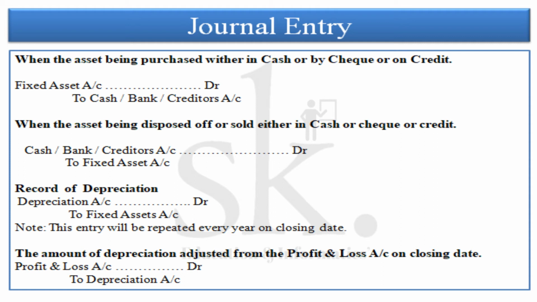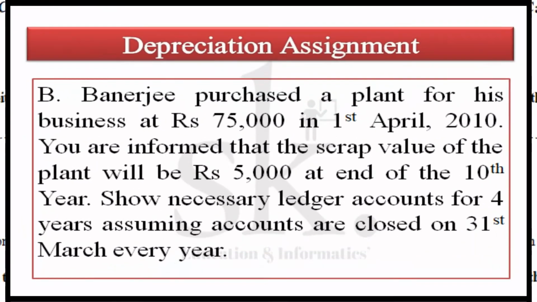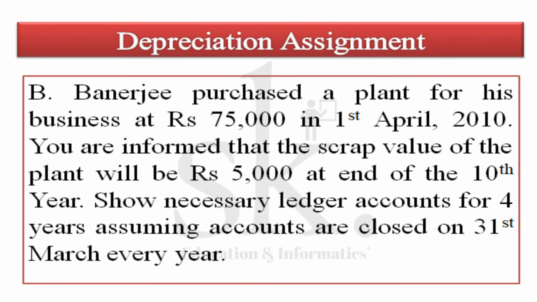Let's understand these journal entries with reference to a particular problem or an assignment. The depreciation assignment states that B. Banerjee purchased a plant for his business at rupees 75,000 on 1st of April 2010. So the purchase price is rupees 75,000. You are informed that the scrap value of the plant will be rupees 5,000 at the end of the 10th year. So 10 years is the life, and the scrap value or the residual value will be rupees 5,000.